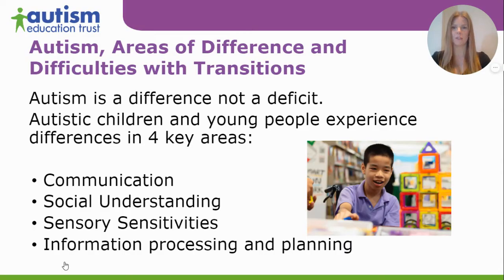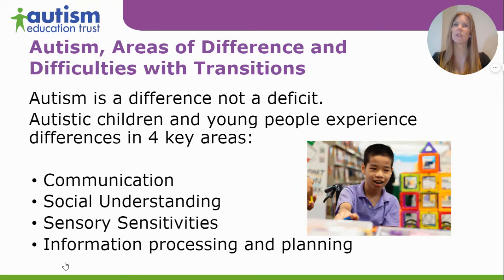So autism, areas of difference and difficulties with transitions. At the Autism Education Trust, we believe that everybody should view autism as a difference and not a deficit. Autistic children and young people experience difference in 4 key areas, and these include communication and social understanding.